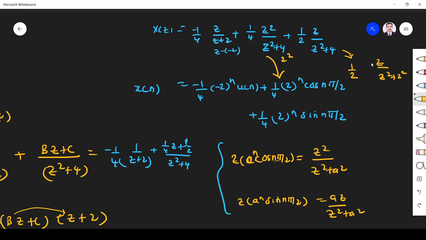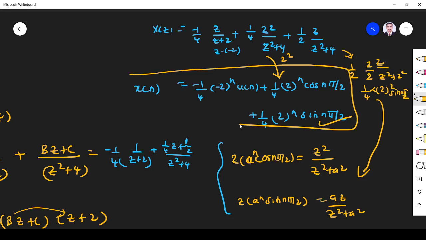So 2 I need. If I need 2 here, what I will do? I have to multiply and divide by 2. Now it is a z divided by z squared plus a squared. Compare this. So it is 1 by, this 2 I bring here, 1 by 4. This 2z by z squared plus a squared I can write as 2 power n sin n pi by 2. That is what this one. So this is what the inverse transform of the given problem is.